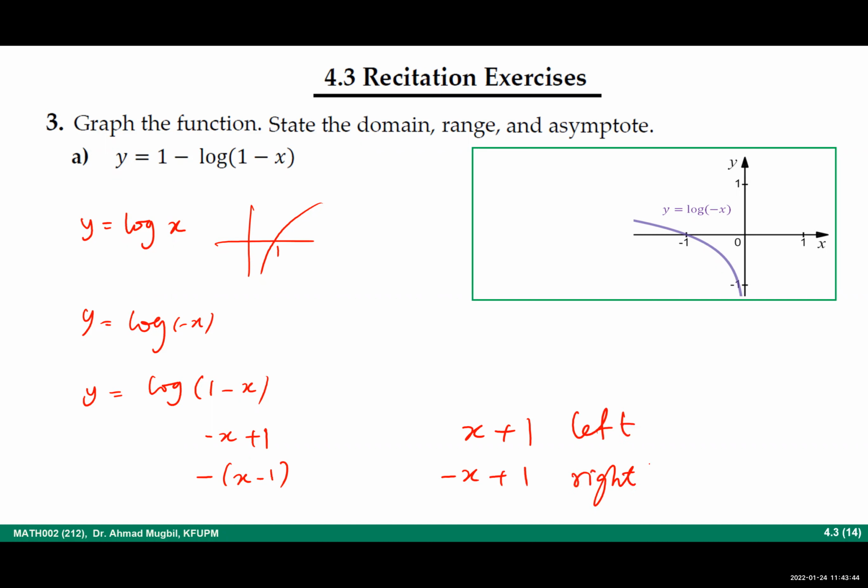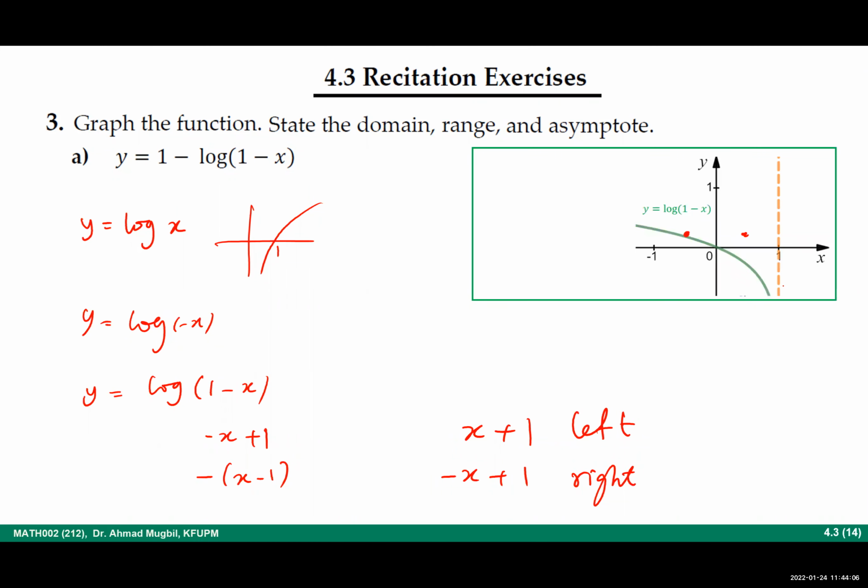We are replacing not x by x plus 1. No, we are replacing x by x minus 1. So now what will happen here? We will just shift this one to the right. Instead of being here at -1, this point will be at 0. The vertical asymptote, instead of being at 0, will be at 1.